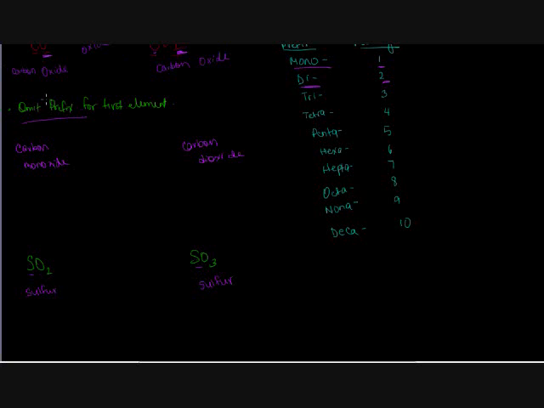Now for the second element, you're going to go in and look at prefixes. So for the second element over here, we have 2. We know from earlier that the prefix for 2 is di, so we have sulfur dioxide. And then in here, we have 3 oxygens, and we know the prefix for 3 is tri, so we have sulfur trioxide. Okay?